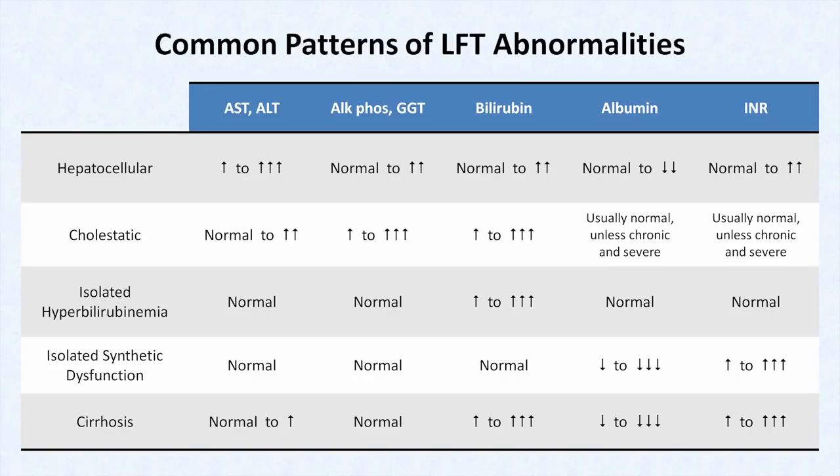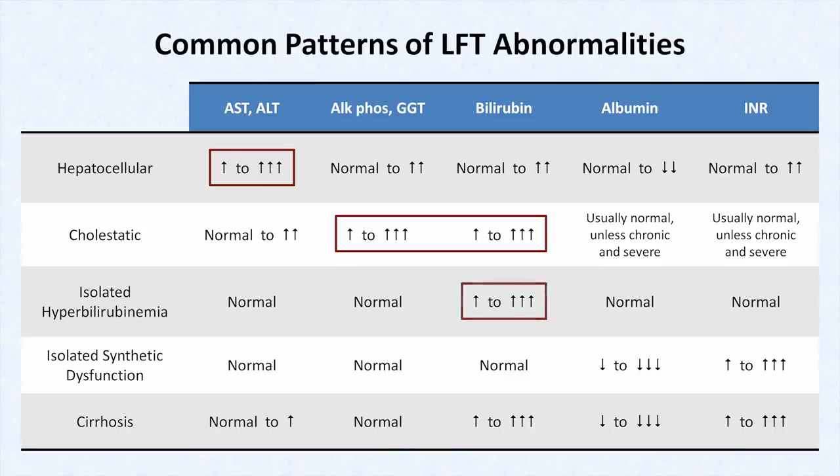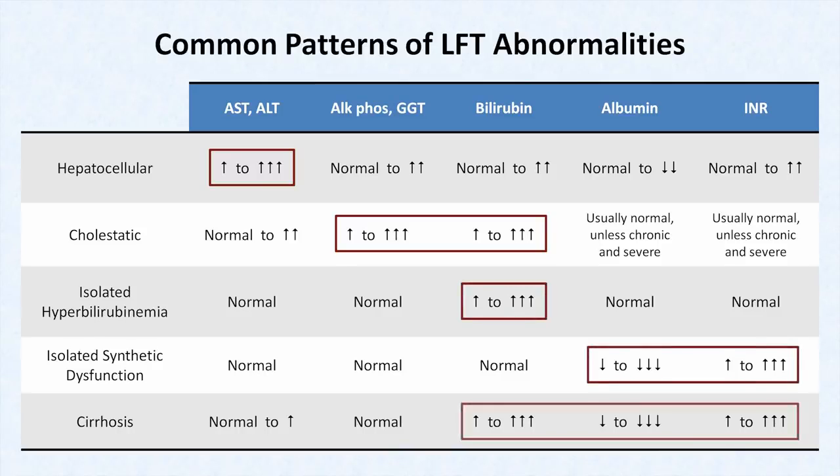Put in a slightly more succinct way, the defining and most severe abnormality in hepatocellular disease is with the aminotransferases. In cholestatic disease, it's with the ALK-Phos, GGT, and bilirubin. These two are obvious. And in cirrhosis, it's that combination of bilirubin, albumin, and the INR. If you're going to commit just one thing from this video to memory, it should probably be this chart.